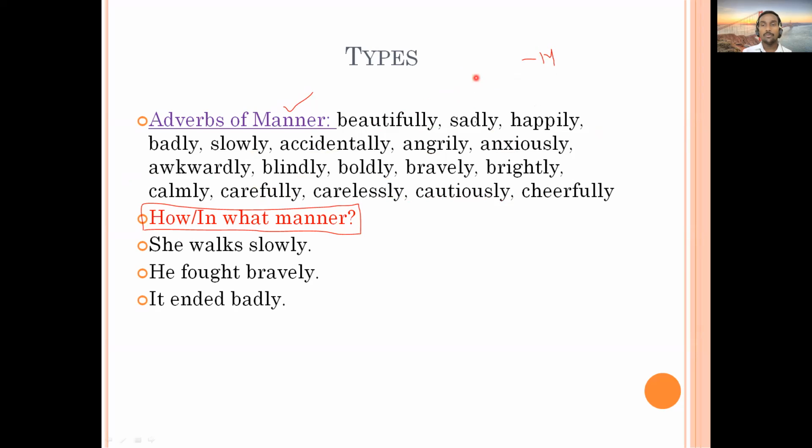For example, we'll take one adjective here, that is sad. The word sad is an adjective, but if we attach ly, it will become sadly. Again, you can take the example of slow. Slow is an adjective. If you attach ly, it will become slowly, and that is adverbs of manner. You can find more examples where we can attach ly. So can you tell me other examples?